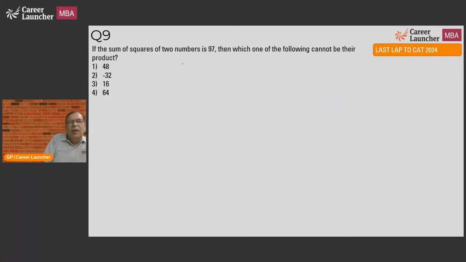Question 9. The sum of squares of two numbers is 97. Which of the following cannot be their product? Okay. Now, sum of squares of two numbers, x square plus y square is equal to 97. Now, for me, this is a round 1 question. Why? We look at the choices, they are far apart.